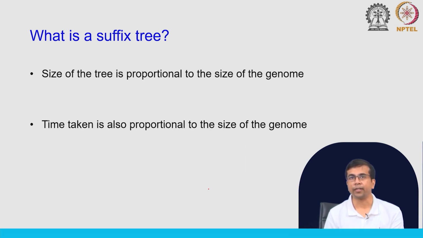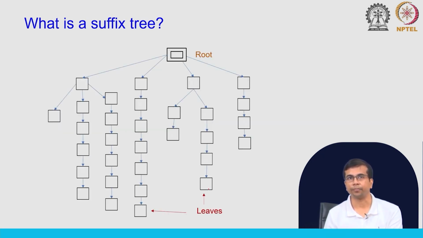Now, as you can probably understand, what we do is we take the reference genome sequence and we build the suffix tree out of that. The size of the tree is proportional to the size of the genome. If you have a bigger genome, the suffix tree will be larger, and the time taken to build the tree is also proportional to the size of the genome. For bigger genomes you will have more suffixes, and it will take more time to build the suffix tree.